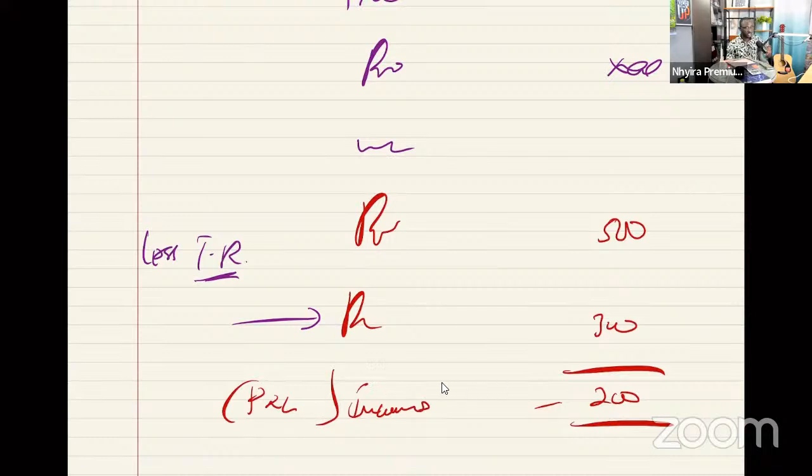Yes, Phyllis, your hand is up. What you got? Shura, please, can you touch on challenges of public financial management? Challenges of public financial management.